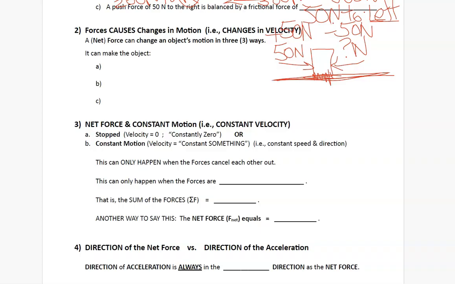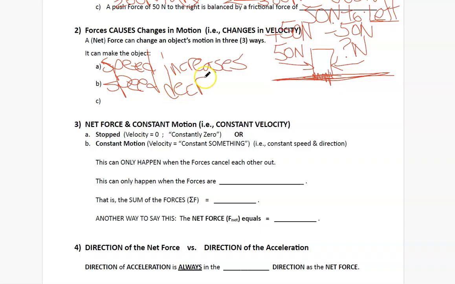Well, the 3 ways are the speed increases. Write this in here. Speed increases. Speed decreases, of course. But velocity isn't just speed. Velocity is also direction. So the third way it can change velocity is by changing direction.